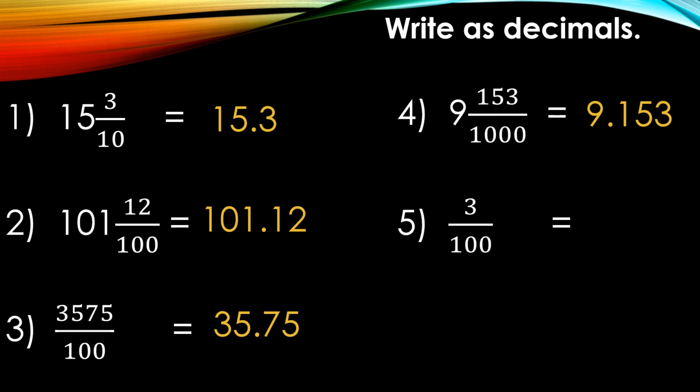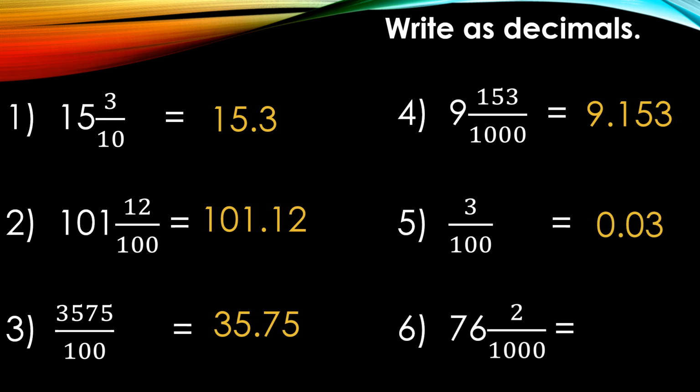Question number 5. 3 upon 100. See the denominator. How many zeros in 100? Yes, 2. So in numerator, count 2 digits and put decimal. Since there is only 1 digit, we will put a 0 and then a decimal. So the answer is 0.03.